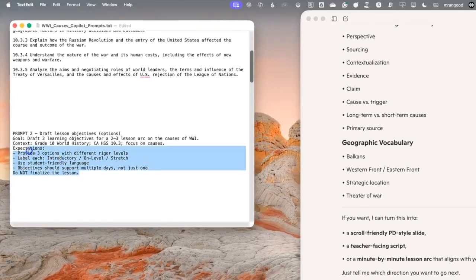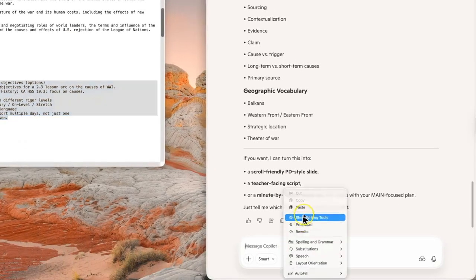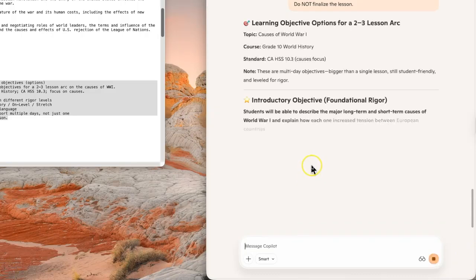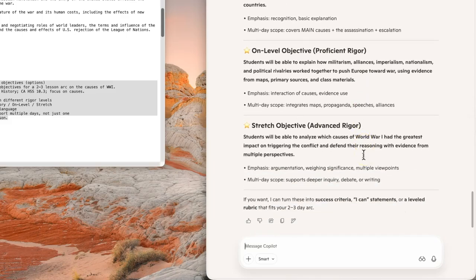Next, I'm drafting multiple objective options for a 2 to 3 lesson arc. I'm intentionally asking for different rigor levels so I can choose what fits my students. These are options, not commitments. Copilot is helping with language, but I decide which objective becomes the instructional target.